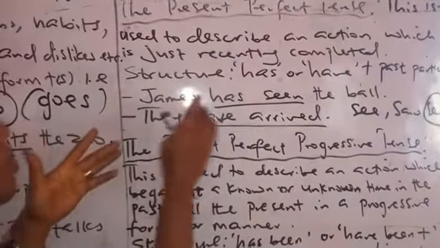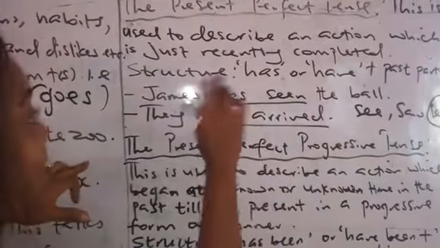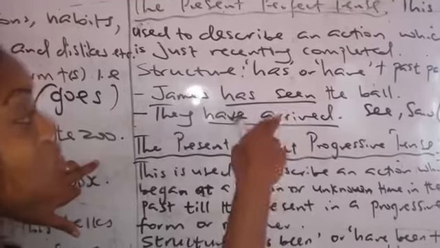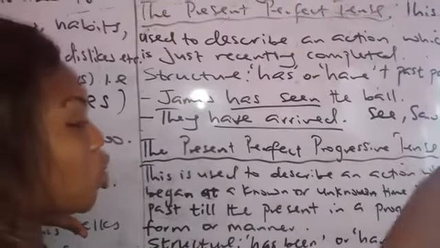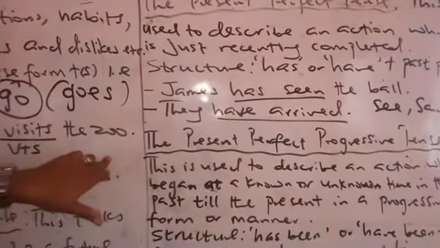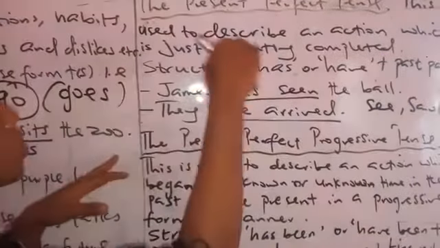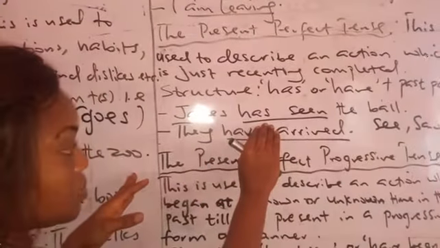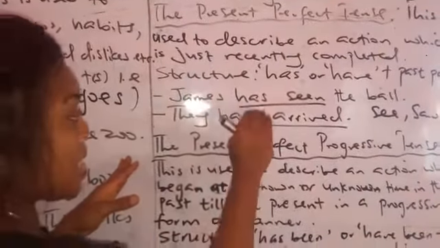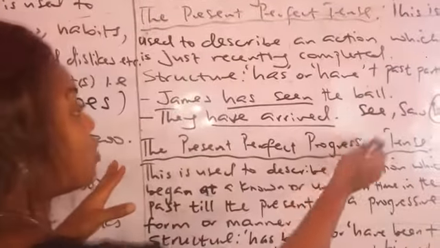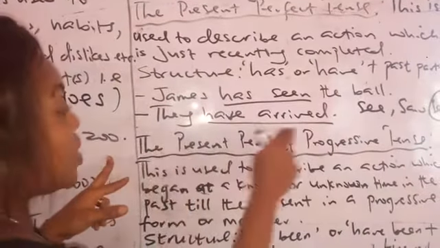So example is James has seen. Remember, has seen. Why is it has? Because it is just recently completed. If you say had, that means two things would have happened in the past. Okay, so for this present perfect tense, it is has. Okay, James has seen the ball. Another one is they have arrived.